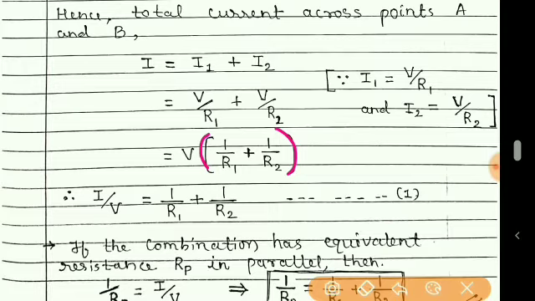Next step is quite simple. This V is brought towards the left hand side. Already I is here, so it will become I by V. And what remains on the right hand side is 1 upon R1 plus 1 upon R2.